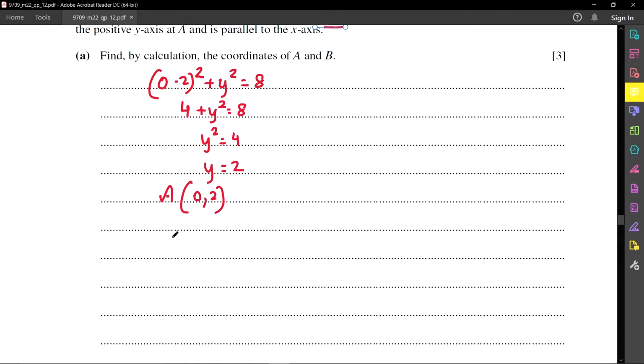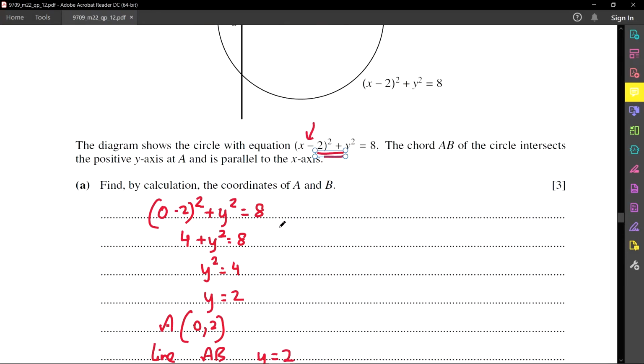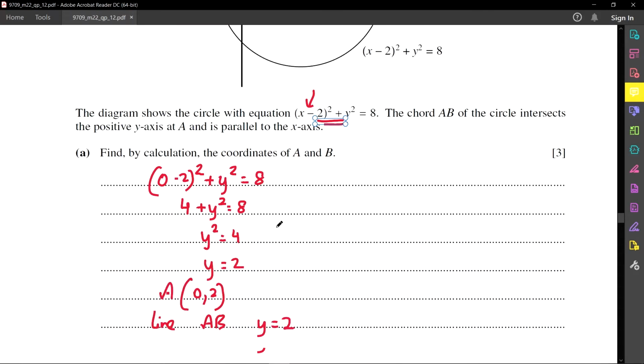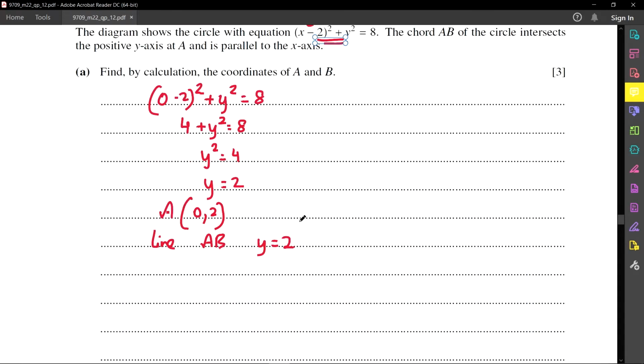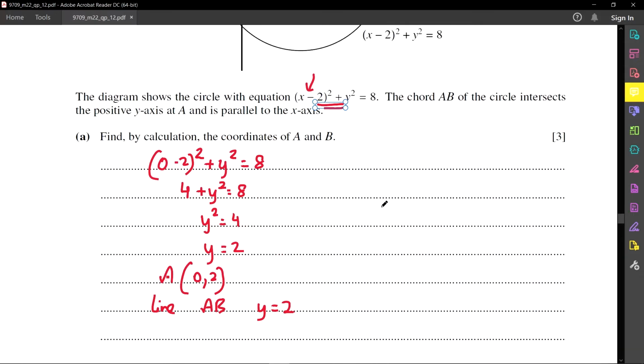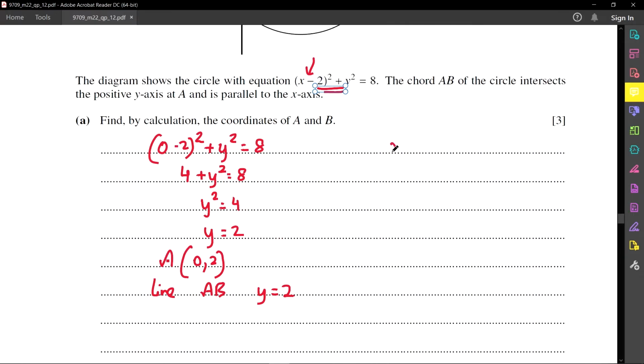Also, if you see that AB is parallel to the x-axis, therefore the line AB will be simply y equal to a constant. Now how do you find the coordinates for B? We need the x coordinate basically. So we already have the circle equation (x minus 2) whole square plus y square equal to 8. Now I know what my y is. The y is 2.